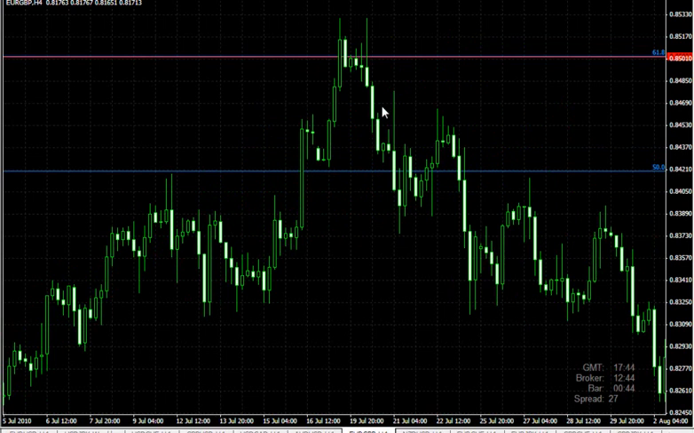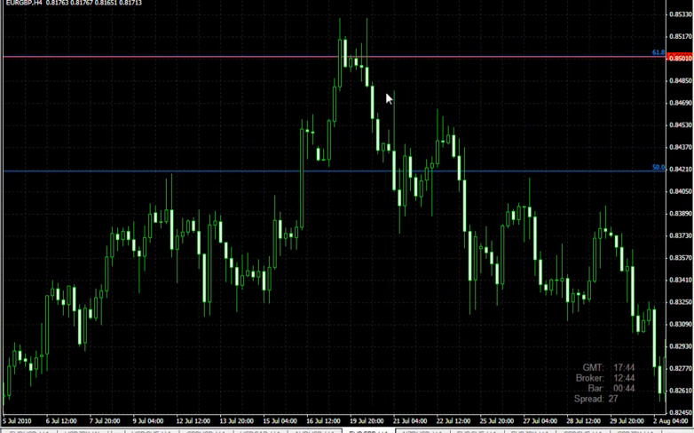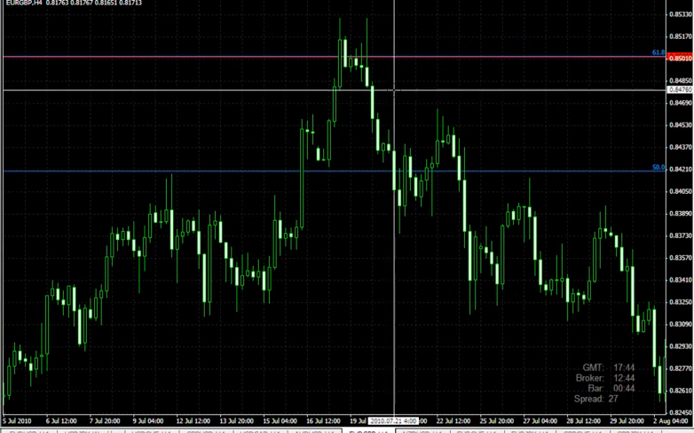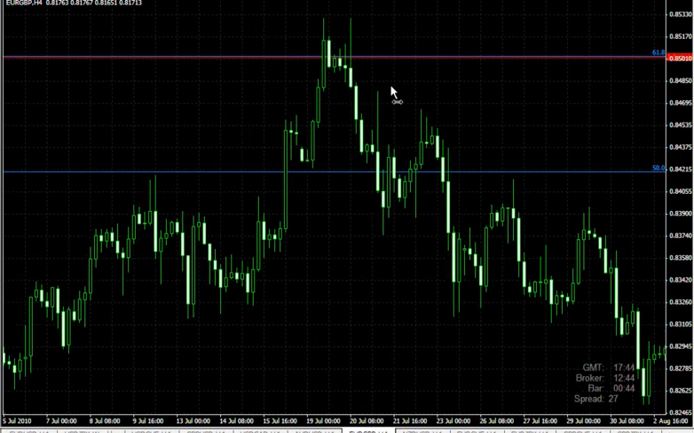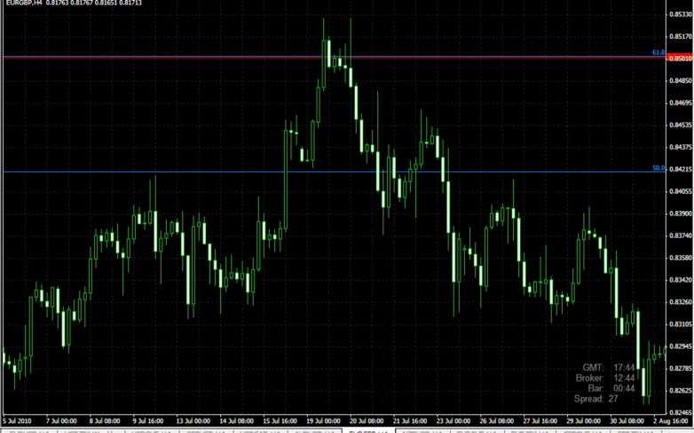Coming to entry points, they are typically 5 to 10 pips, depending on the time frame, 5 to 10 pips below or above the price action bar. In this case, it's a bearish outside bar, so I'm going to place a sell stop order 5 to 6 pips below the low. So it would be somewhere over here.